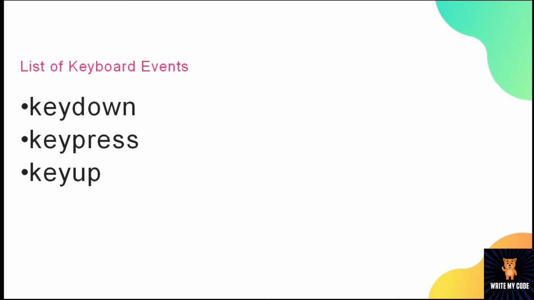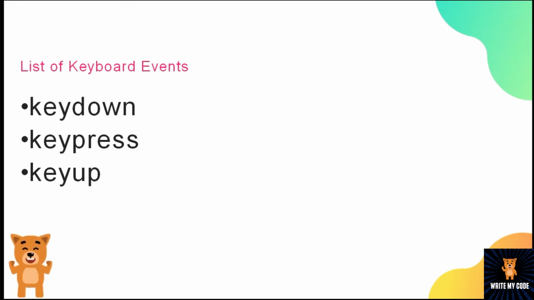And key up. Key up is the opposite of key down and key press. That is, when we press some key using our keyboard, at that time the key down and key press event is fired. And when we release that key, at that time the key up event is fired. So this was a small working of the keyboard events.